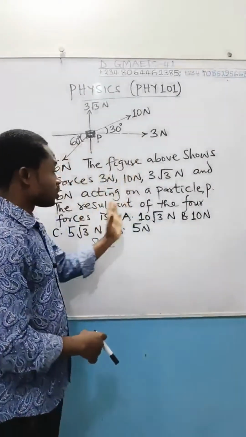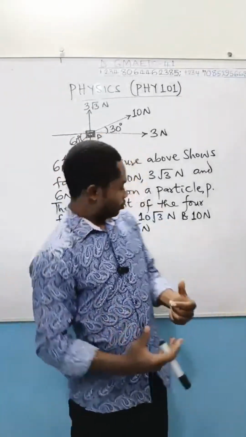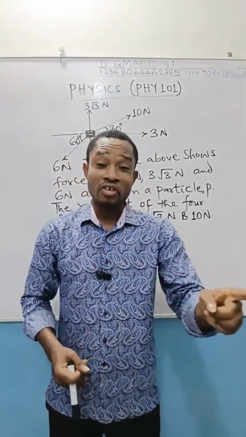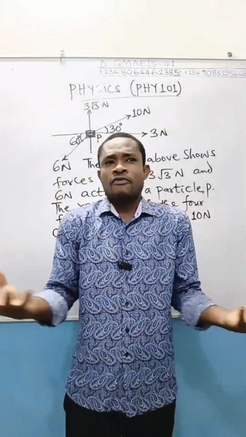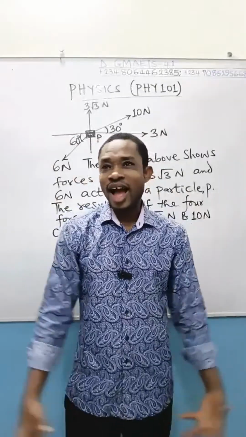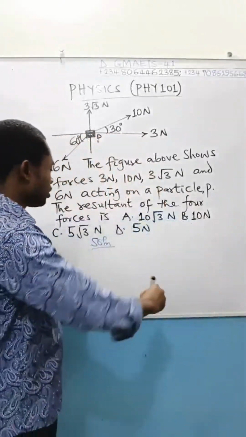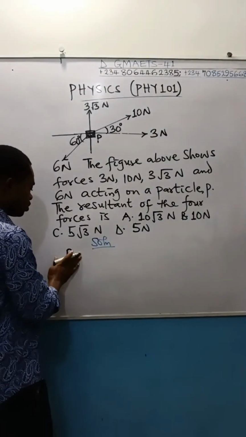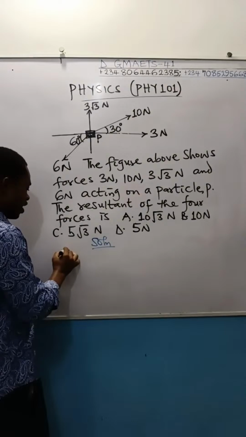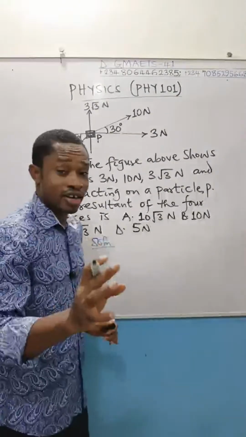We are asked to find the resultant of the 4 forces. How do we get the resultant of anything? Simply put, you use Pythagoras theorem. I'm going to say that the resultant of this force is equal to, permit me to use F as the resultant force, maybe F subscript R. I'll give you the formula directly.